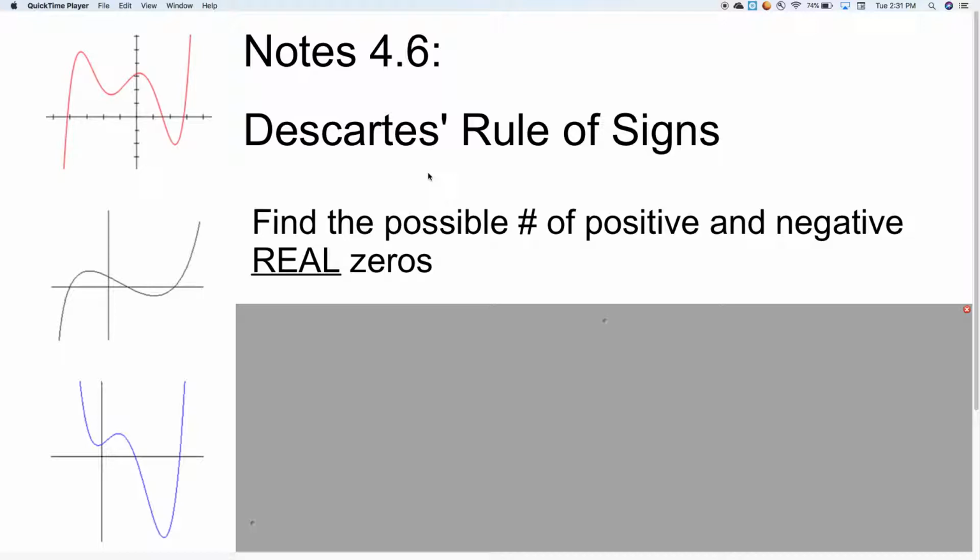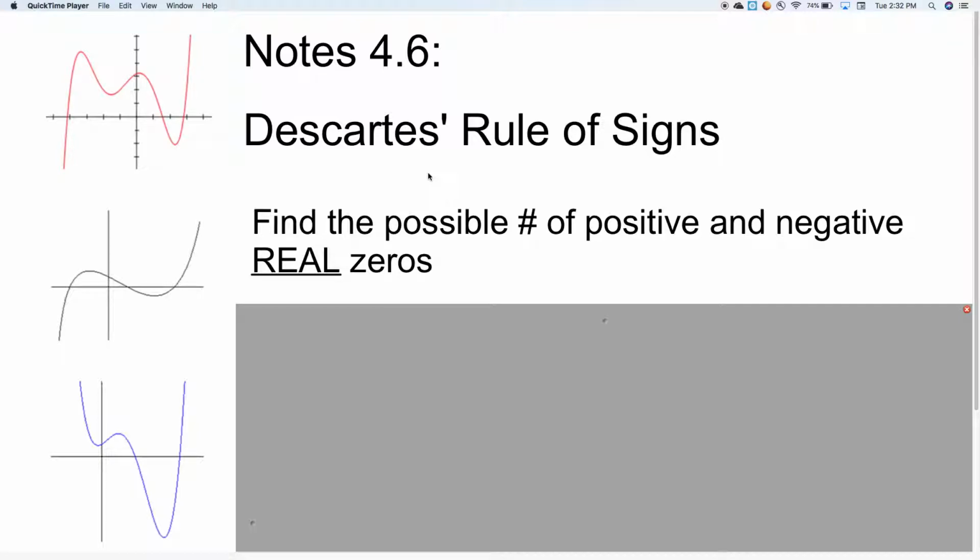Okay, so Descartes' rule of signs will tell you how many possible positive real zeros and how many possible negative real zeros a polynomial can have.